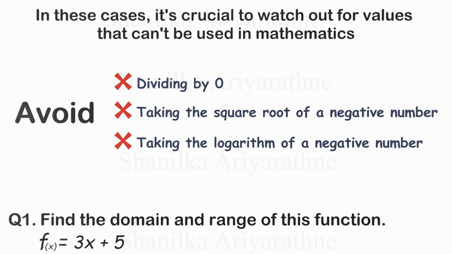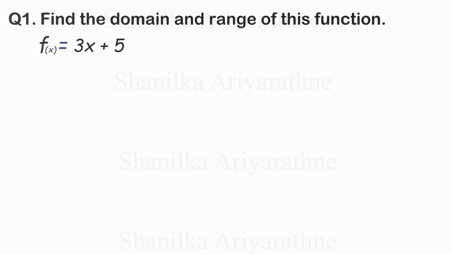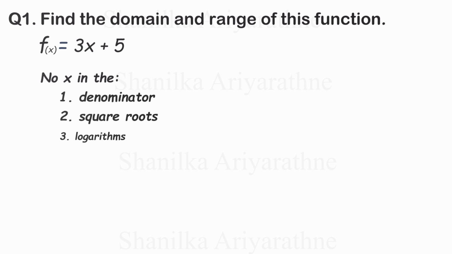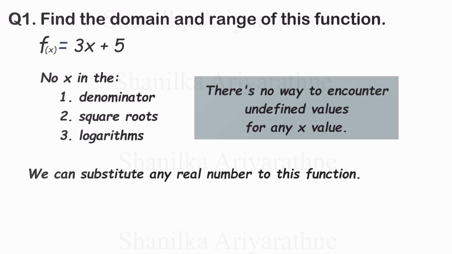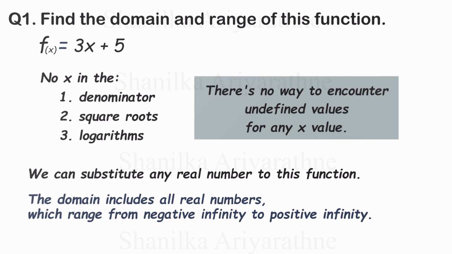Let's see another example. Find the domain and range of the following function. We don't actually know what x and f(x) represent, but we can still identify their mathematical limitations. Since there are no x values in the denominator, no square roots, and no logarithms, there are no potential undefined values. You can substitute any real number into this function, so the domain includes all real numbers, which range from negative infinity to positive infinity.